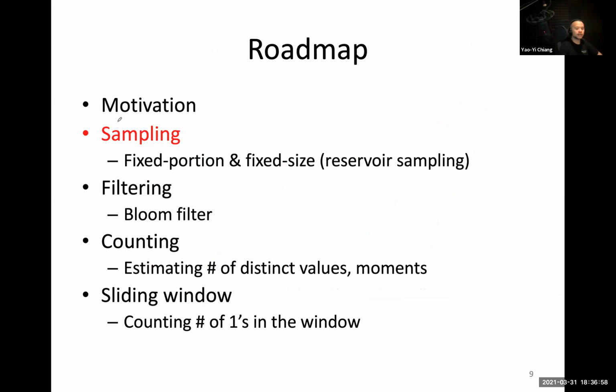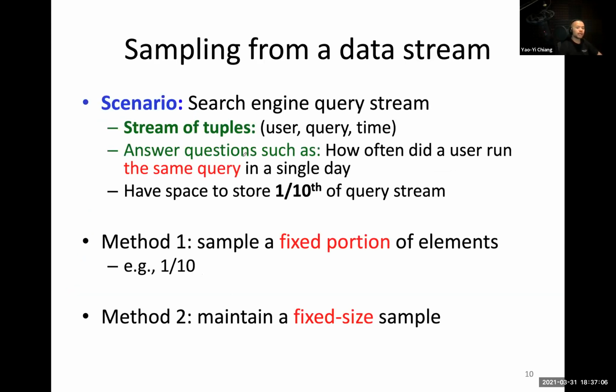All the algorithms I will be talking about are here. The first algorithm that we're going to talk about is sampling. We look at this problem of sampling many times in this class, so sampling from a data stream, why is this different? Let's look at one example.